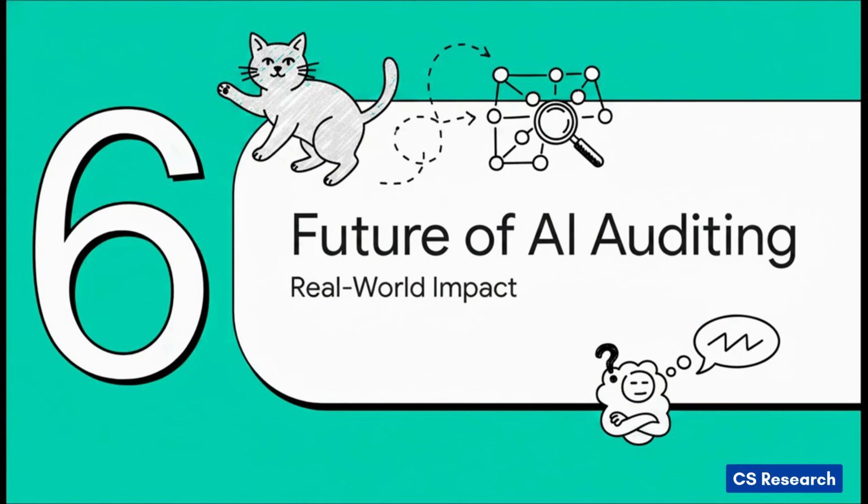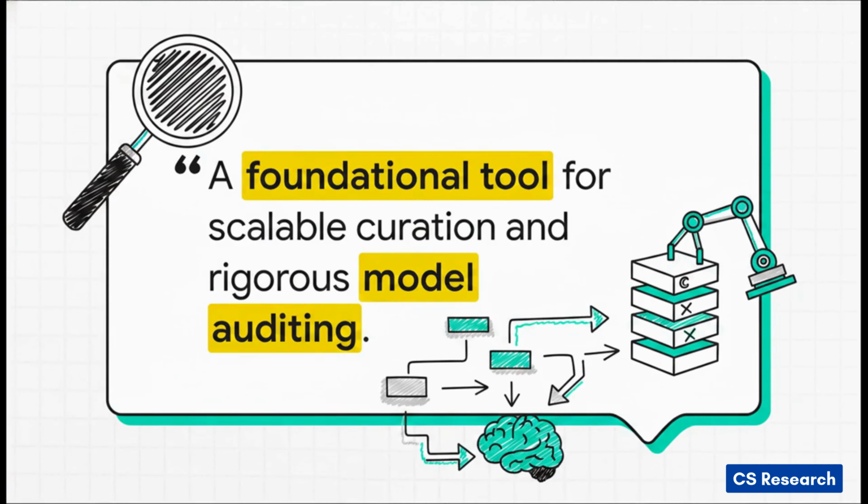Which brings us to part 6, the future of AI auditing and its real-world impact. So what is the so what of all this? Why does being able to trace an image of a cat or an AI's justification for lying actually matter to us? Well, the authors sum it up perfectly in their conclusion. They say, ultimately, we hope this method serves as a foundational tool for scalable data curation, rigorous model auditing, and a deeper mechanistic understanding of how models learn from their training corpora. Stride's highly scalable activation space approach finally opens the door to truly transparent AI development.